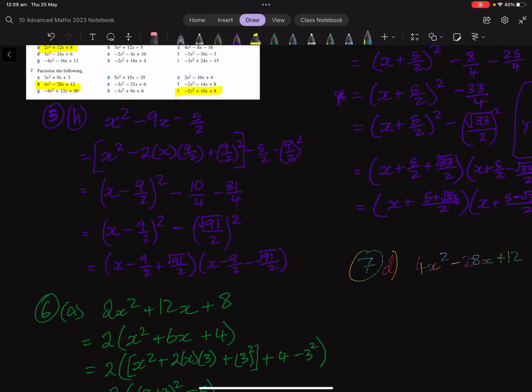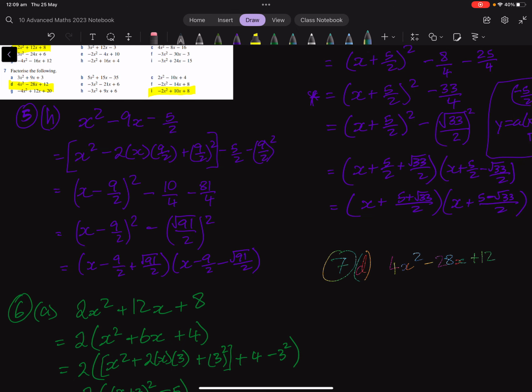plus 12. So, coefficient of x squared is 4. So the first thing I'm going to do is take that 4 and put it in front of the brackets and divide everything else by 4. So I'm left with x squared minus 7x plus 3.